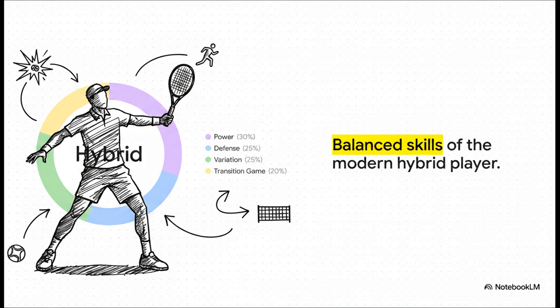But look at the incredible symmetry in the rest of their skill set. 25% is dedicated to scrambling defense. Another 25% goes to tactical variation, killer slices and drop shots. And the final 20% is the transition game, moving seamlessly up to the net.